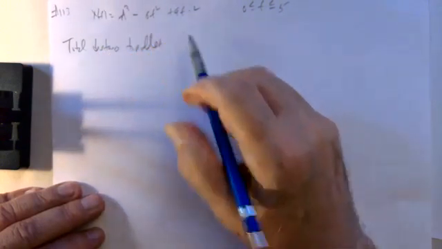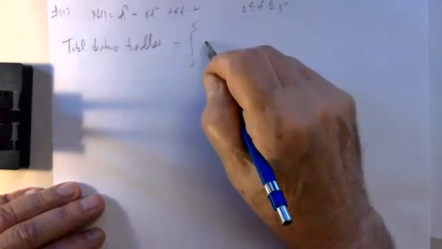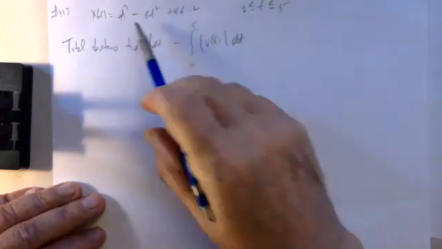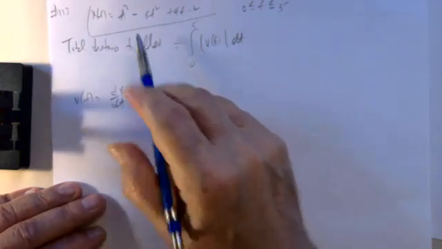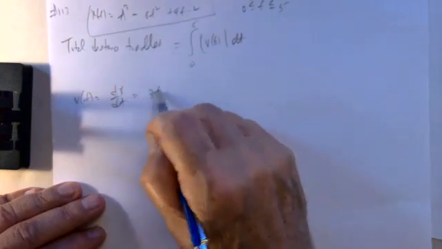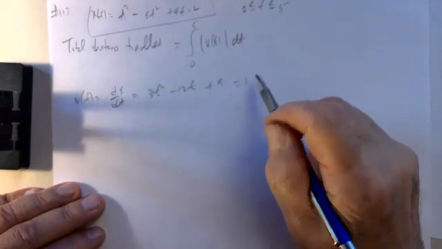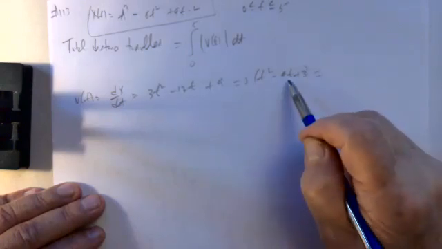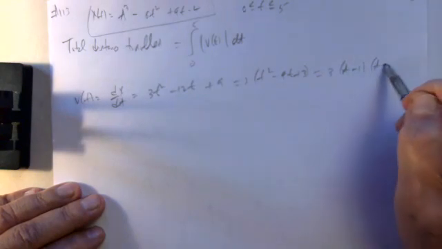So the total distance traveled is the integral from 0 to 5 of the absolute value of the velocity v of t, dt. Now, what is the velocity? The velocity is the derivative of the position. So the derivative of the position is 3t squared minus 12t plus 9. If I factor out a 3, that's t squared minus 4t plus 3. And I should be able to recognize this factors into 3 times (t minus 1)(t minus 3).